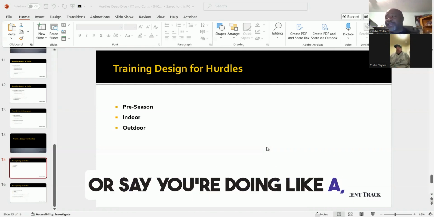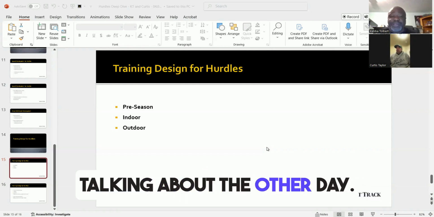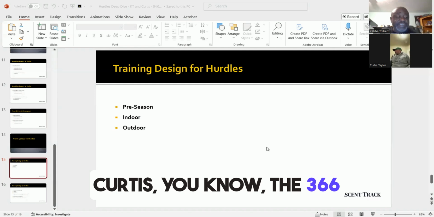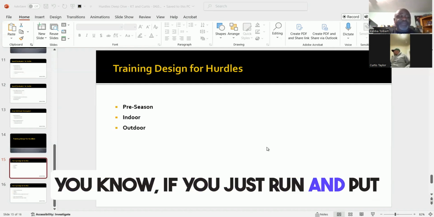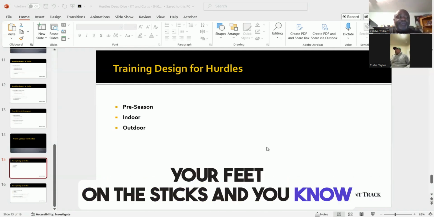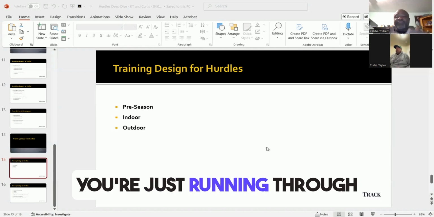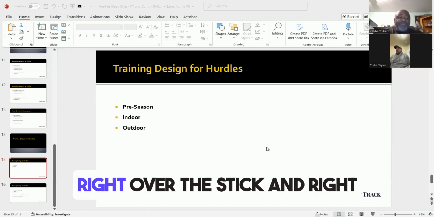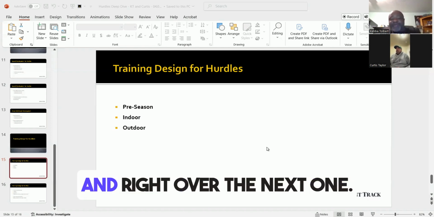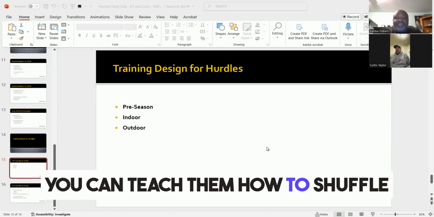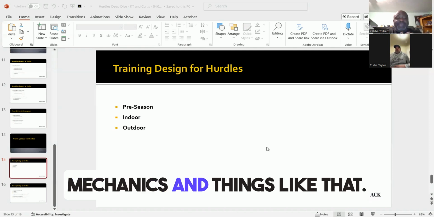Or say you're doing the shuffle drill you were talking about the other day, Curtis. The 366 drill with the running. If you just run and put your feet on the sticks and you land right before the stick and way after, well then you're not teaching the shuffle mechanic. You're just running through some sticks. But landing right over the stick and right in the middle on the other step and right over the next one, you can teach them how to shuffle with the right mechanics and things like that.